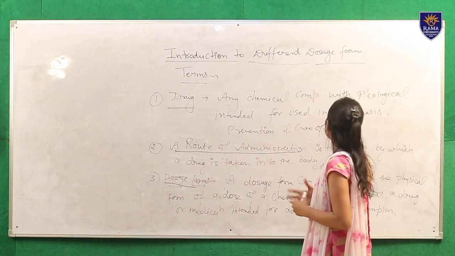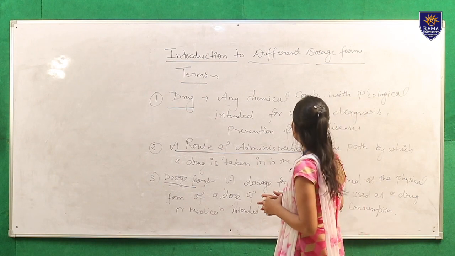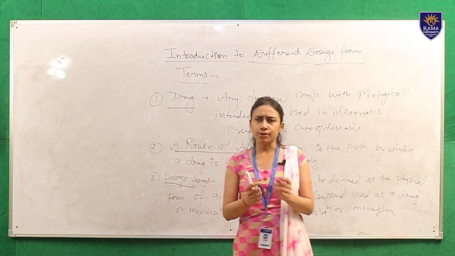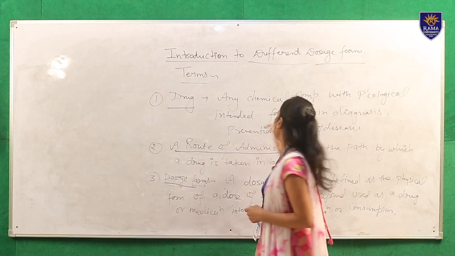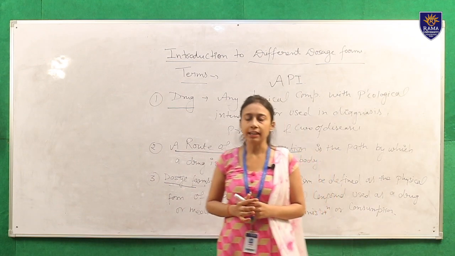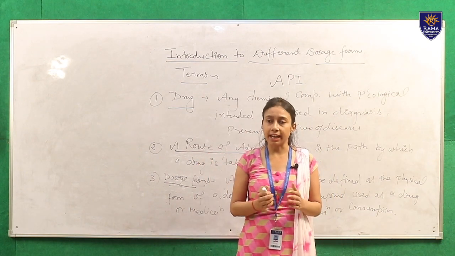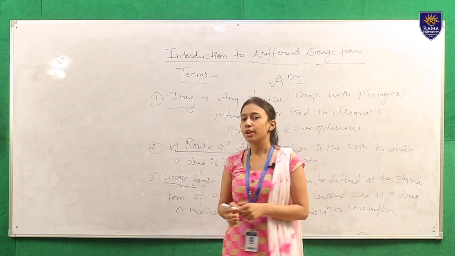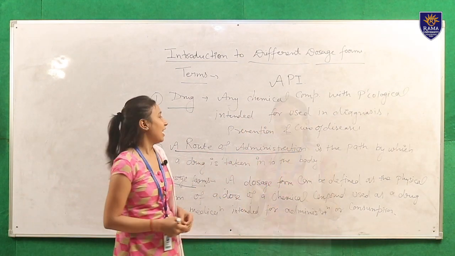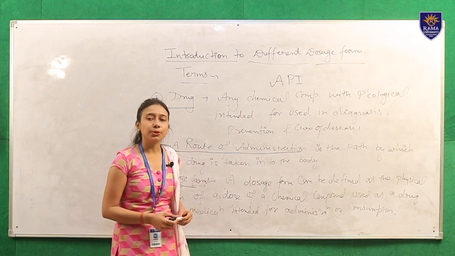A drug is any chemical compound with pharmacological activity intended for use in diagnosis, prevention and cure of a disease. Generally, a drug is also known as API. What is the full form of API? API is also known as active pharmaceutical ingredient. Now moving to the second term, that is the route of administration.